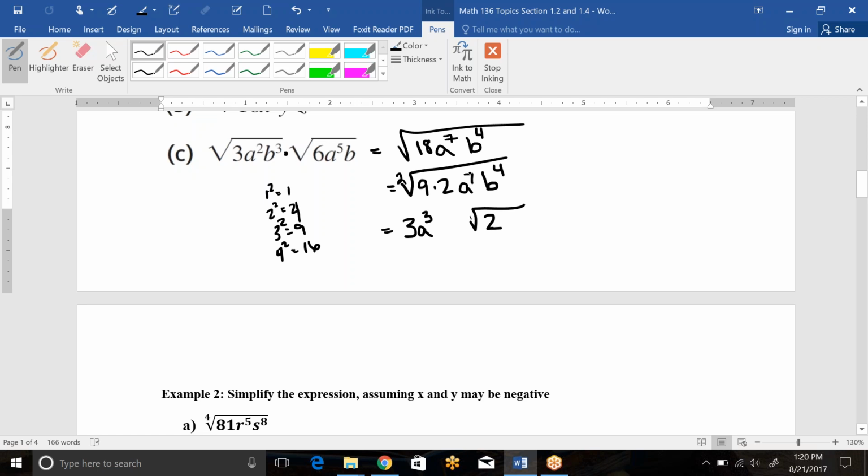And then 2 goes into 7 3 times like we said, but with 1 left over. So there'll be an A to the 1st on the inside. 2 goes into 4 exactly 2 times. So this will be B to the 2nd with no B's left over inside. So 3, A to the 3rd, B squared on the square root of 2A.